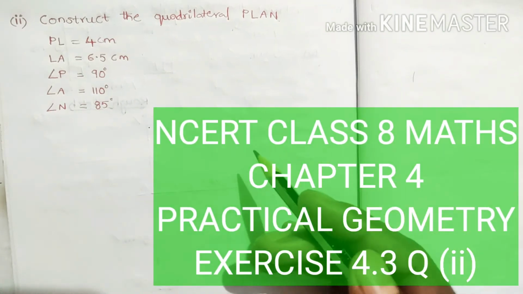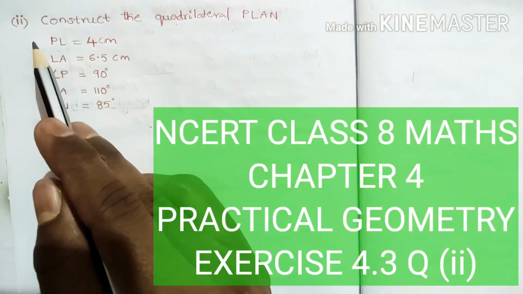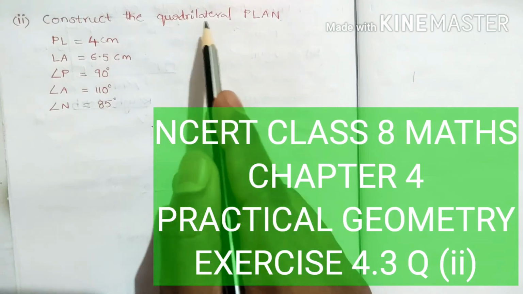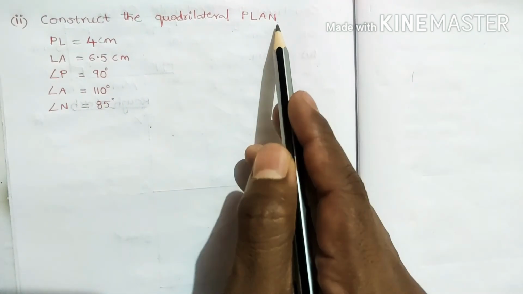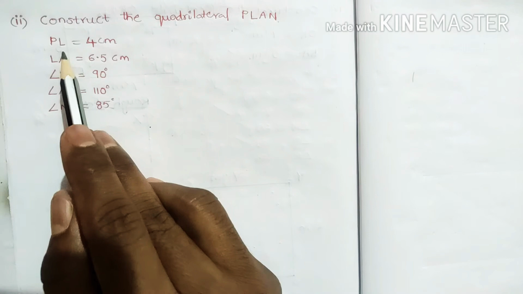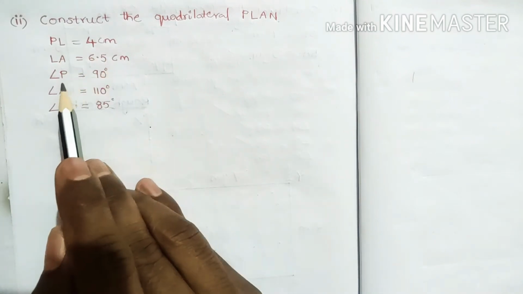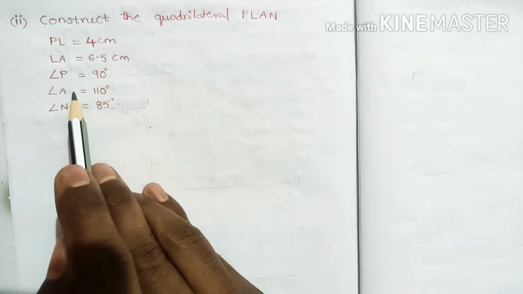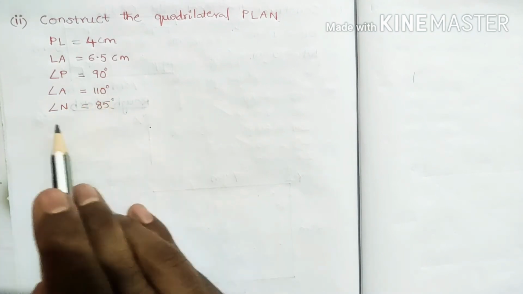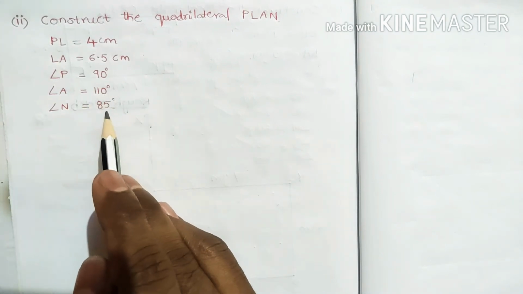Exercise number 4.3. Question number 2. Construct the quadrilateral PLAN. PL length is 4 cm. LA length is 6.5 cm. Angle P is 90 degree. Angle A is 110 degree. Angle N is 85 degree.